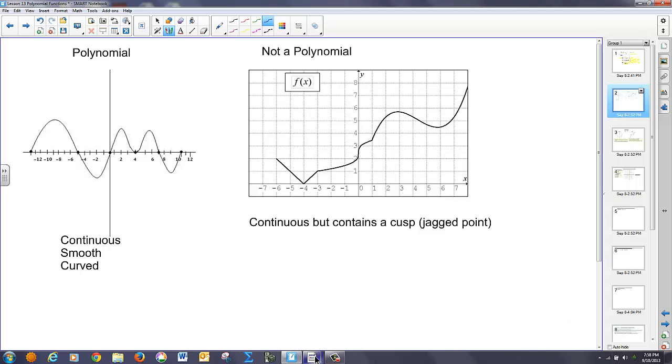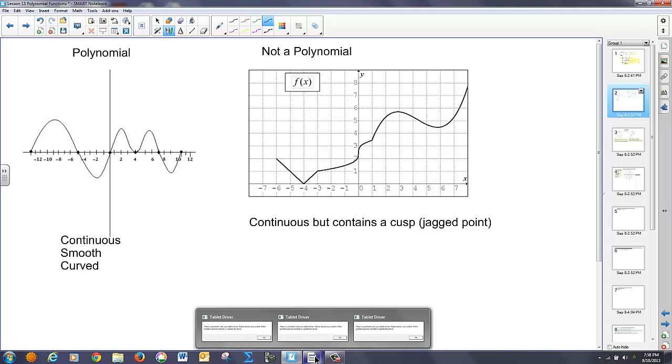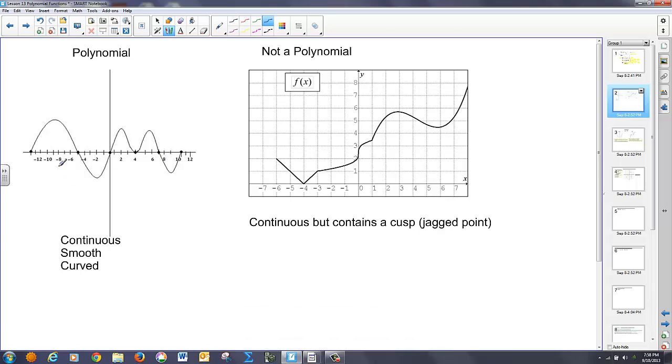So what do polynomial functions look like? They're basically what are called curvilinear. They have curves to them, and they're made of connected lines, so they're continuous, which means there are no breaks. They're smooth and they're curved.